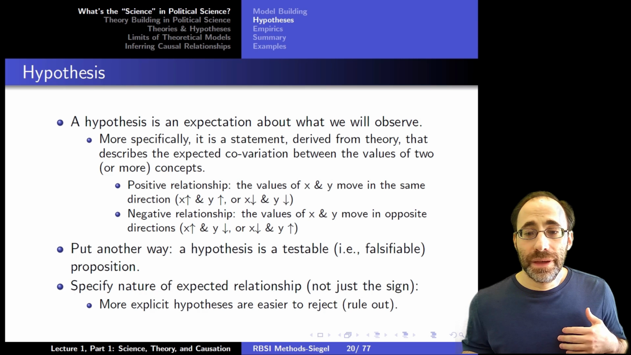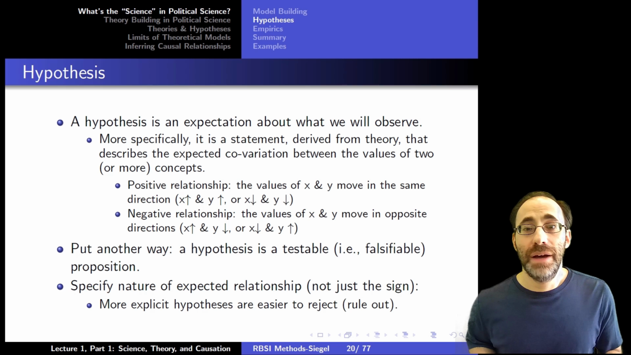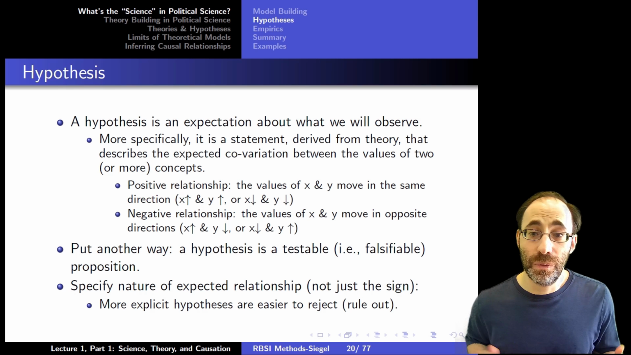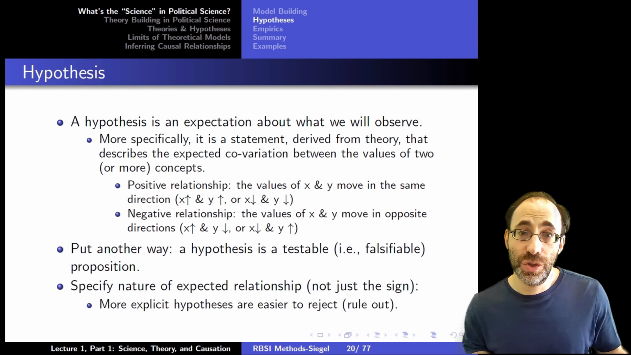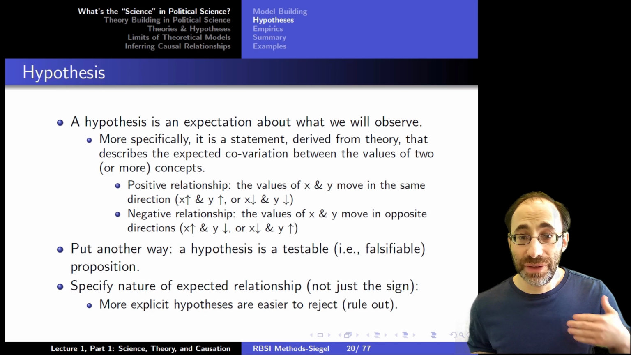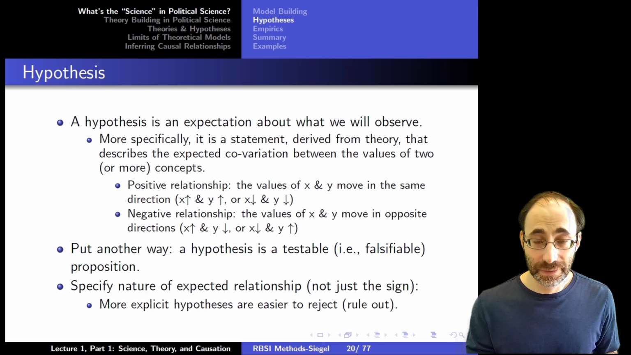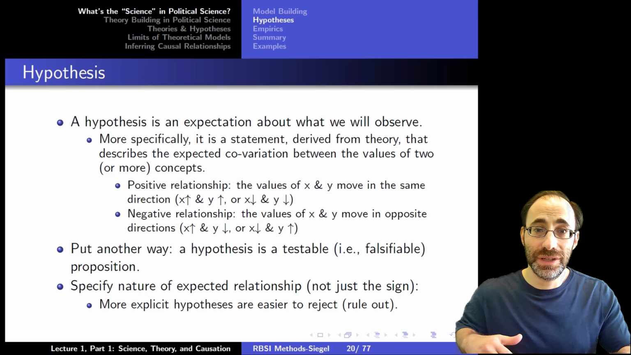Okay. So again, theory is the big broad thing connecting all the different concepts together and explaining how they all relate causally. A hypothesis is a more concrete expectation about what we will observe. Specifically, it's a statement derived from our theory that describes the expected covariation between the values of two or more concepts. A positive relationship is one in which the two variables move together. So x and y both increase, or x and y both decrease. A negative relationship is one in which x and y move in opposite directions. Either x increases while y decreases, or x decreases while y increases.